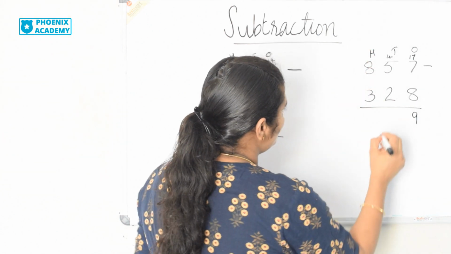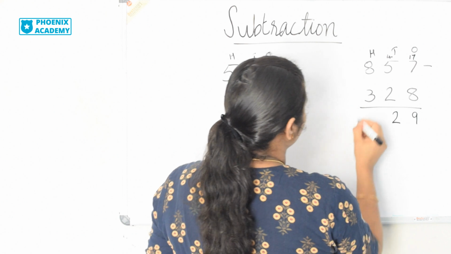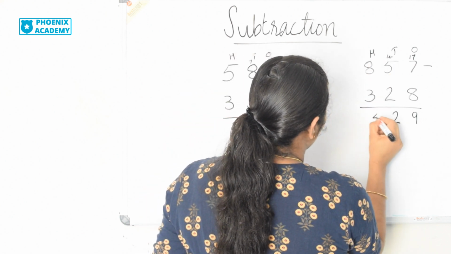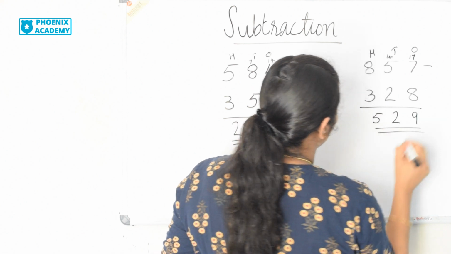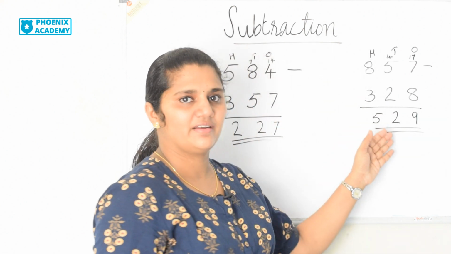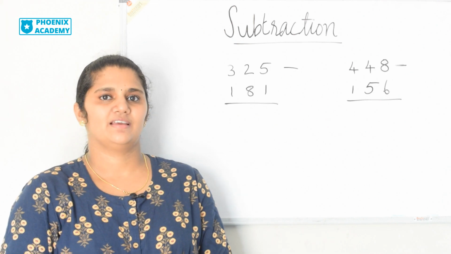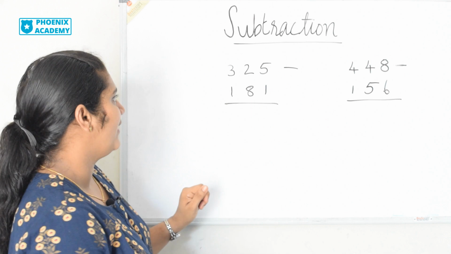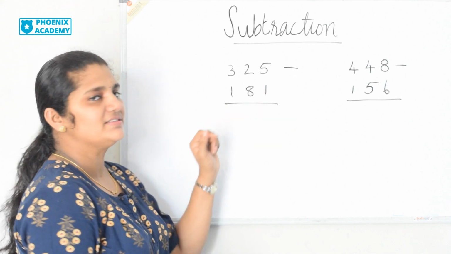4 minus 2? 2. Let's subtract hundreds. 8 minus 3? 5. So the answer is 529. Let's solve these examples. 325 minus 181.